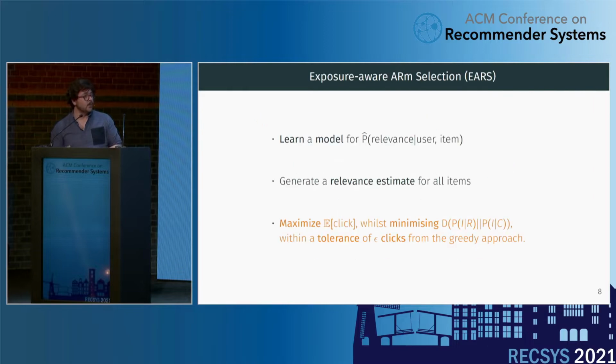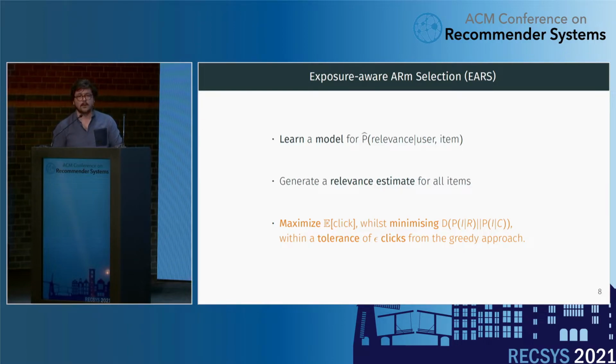So instead, we propose to maximize the expected number of clicks whilst minimizing this divergence. And that is the only thing that is going to change. We still have the exact same model in production, but the only thing that is going to change is how we are going to sort these items. That is a really simple approach to get working in production, I must say. We call this exposure-aware arm selection.